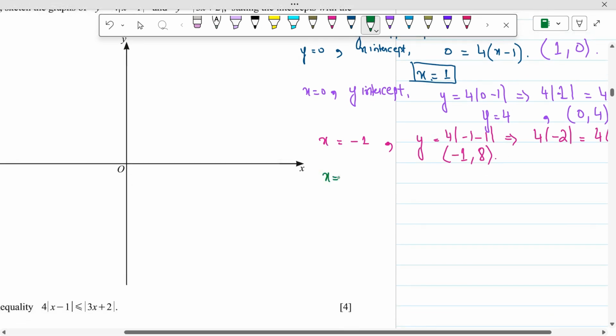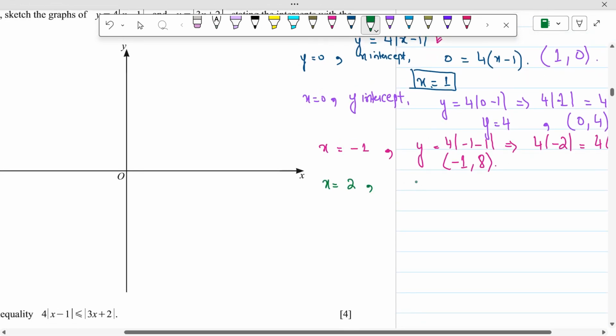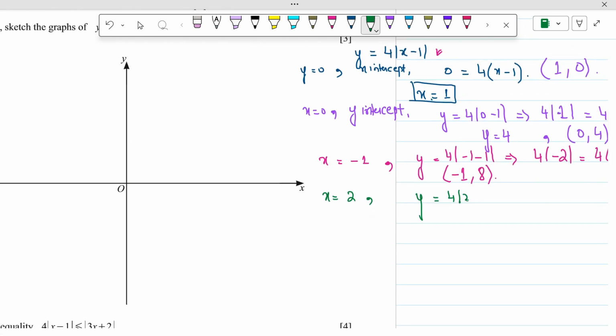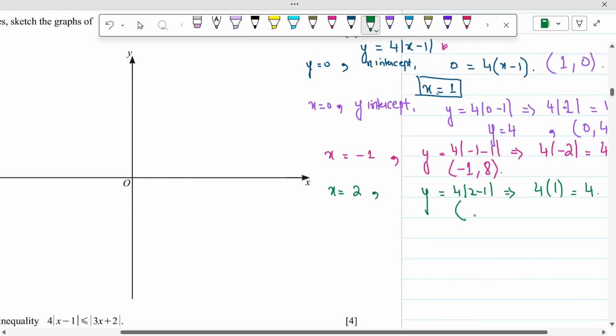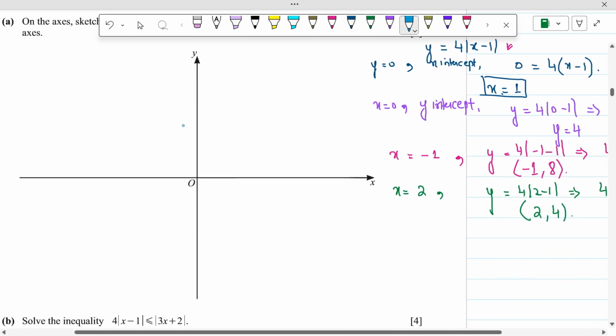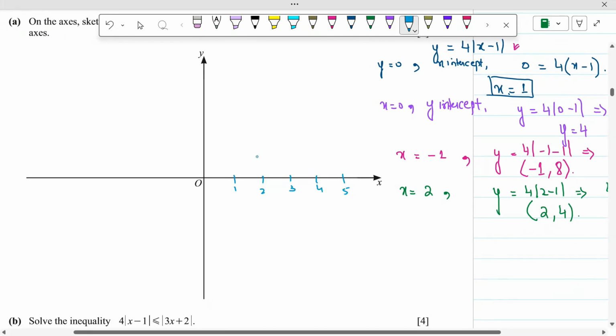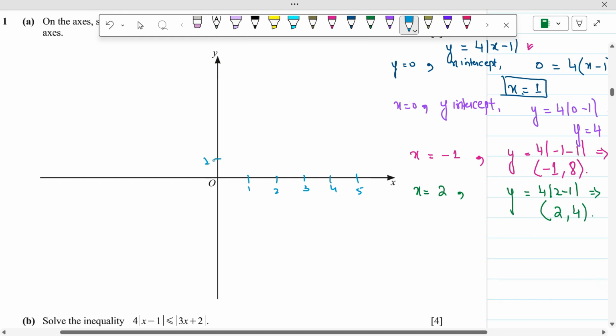Now plug x equals 2. Okay, so y equals 4 times the absolute value of 2 minus 1. For this one, we have 4 times 1, which equals 4. So in this case, we have the point (2, 4). Now, if we plot these points, say this one is 1, 2, 3, 4, 5. This one is 2, this one is 4, this one is 6, this one is 8.